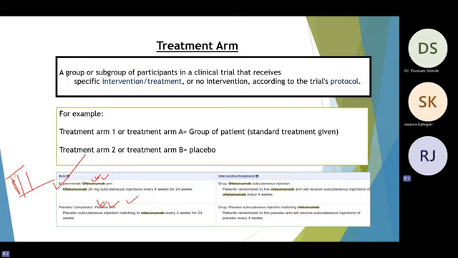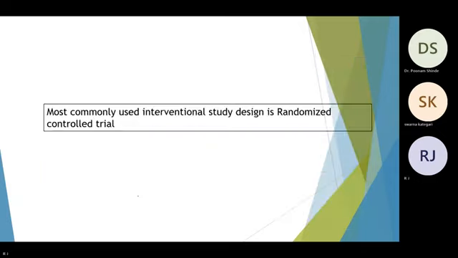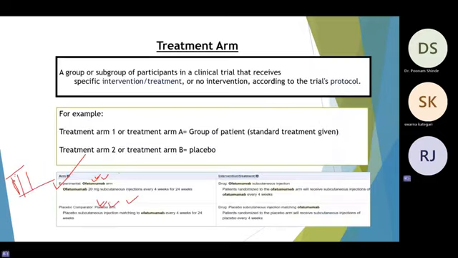So now you understand, right? Treatment arms are nothing but groups in a clinical trial which receive different kinds of treatment or intervention. They may receive placebo, they may receive treatment, they may receive an active comparator, but they are different groups receiving different kinds of intervention. Everybody is clear, right? Then we'll do one simple exercise, then we can close it.